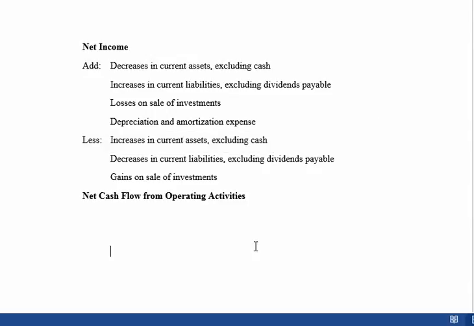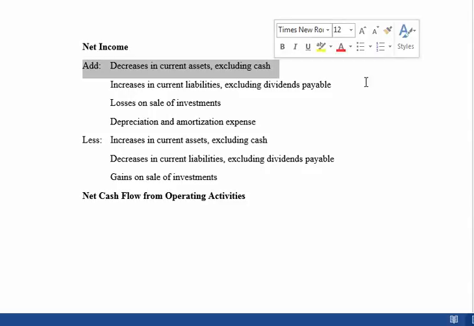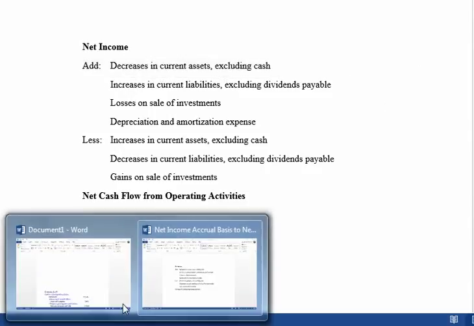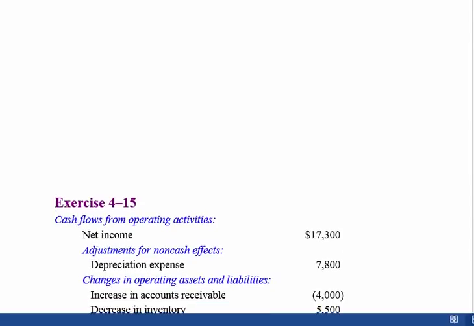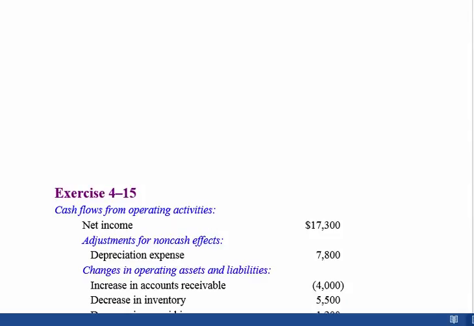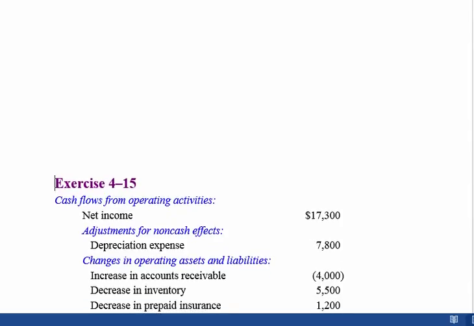Okay, what do we got next? A decrease in inventory. Well, if inventory decreased, it means we sold it, and eventually cash is going to increase. So we're going to add that one. It's a decrease in inventory, which is a current asset. And those are added. We're going to add 5,500 over here. Decrease in inventory. A decrease in prepaid insurance. That's another decrease in a current asset. So that one's added as well.